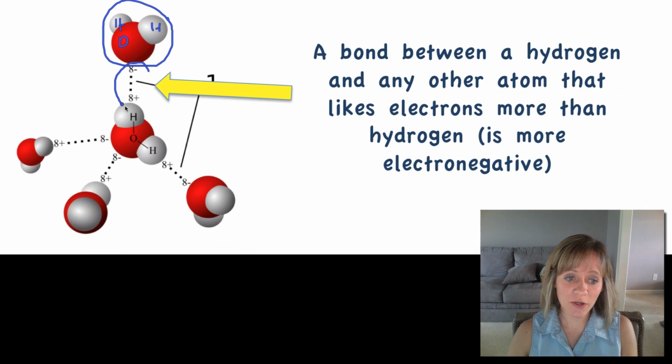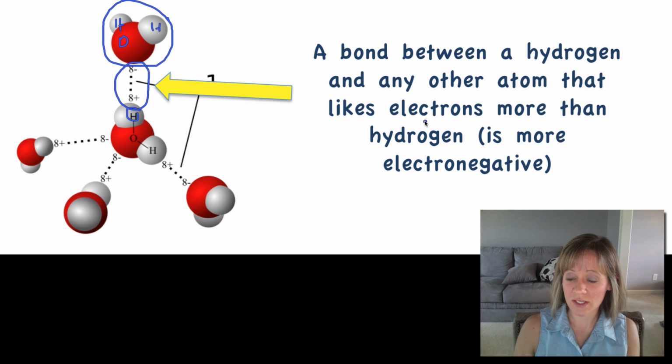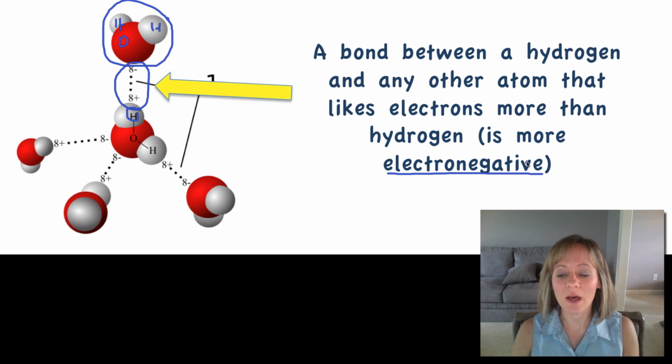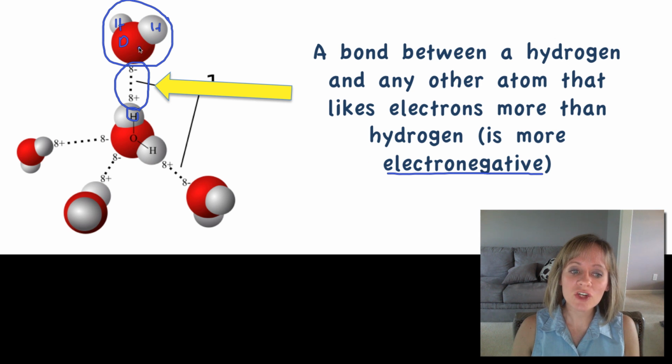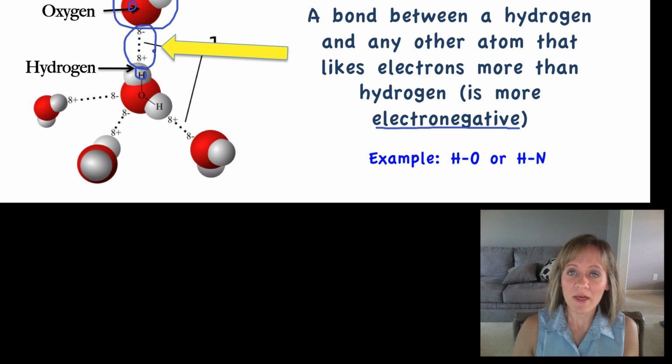It's right here. A hydrogen bond is a bond between a hydrogen, so here's the hydrogen, and any other atom that likes electrons more than hydrogen does. We call that being more electronegative. You don't necessarily have to know that, but that's just the name. Oxygen actually likes electrons more. It draws electrons towards itself more so than hydrogen does. And so this is called a hydrogen bond. So oxygen, hydrogen, that's a hydrogen bond. Another example would be between hydrogen and nitrogen.